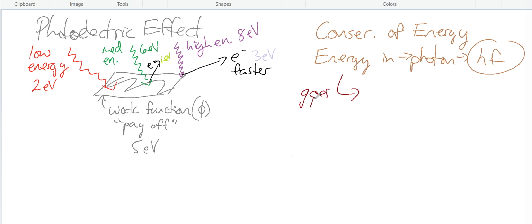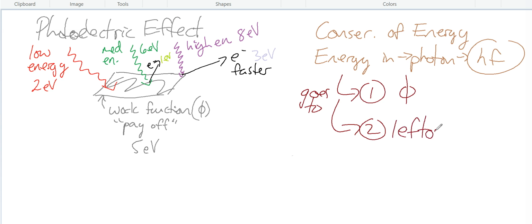Here it goes to, first of all, the work function. That's the first thing it has to go to, the work function. That's the payoff that we talked about. And then the second part is sort of like an option, because if there's anything left over, and it has to have leftovers, the leftovers go to the electron's kinetic energy. Okay, so you've got the energy coming in. First it goes to the work function. Hopefully you can cover that payoff. And if anything got left over, it goes to kinetic energy.